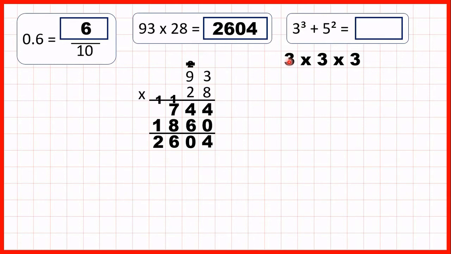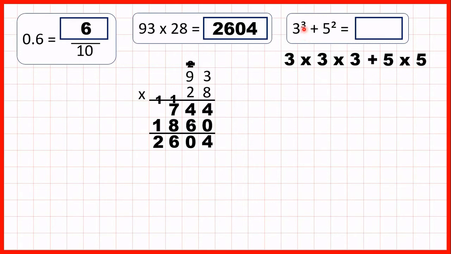5 cubed would be 5 times 5 times 5, and so on. And we're adding 5 squared. And this squared symbol just means multiply the number by itself. So 5 squared means 5 times 5.